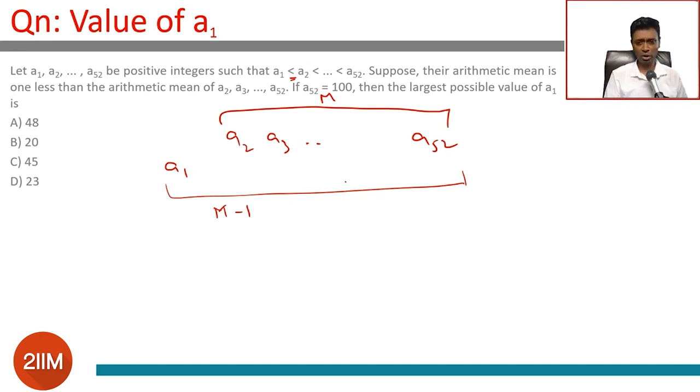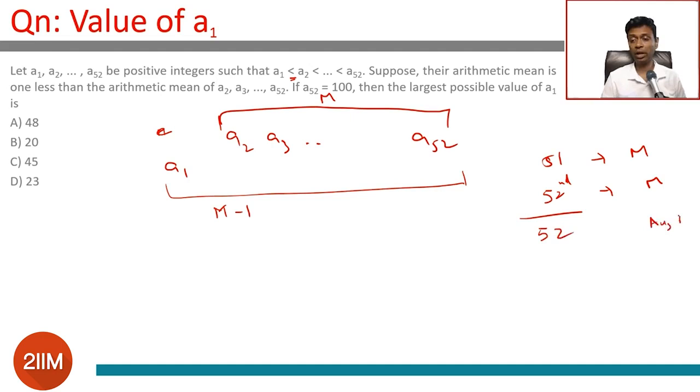A wonderful question. So I'm going to think about it like this. A2 to A52, the arithmetic mean is M. A1 comes in. Think about this. If the arithmetic mean of A1 also included with A2 to A52 stayed at M, then A1 should have been M. Average of 51 entities is M. The 52nd, if that were also M, then all 52 average would be M.